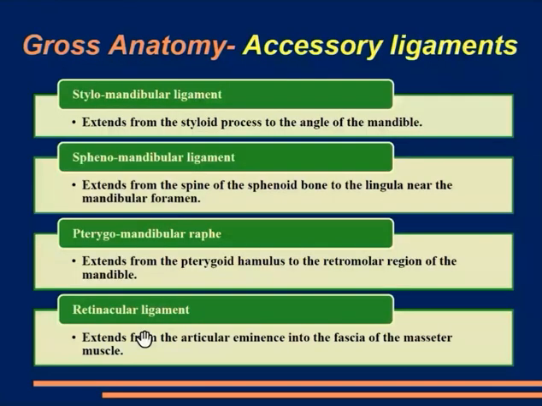All of these have extensions from one process to the mandible. All of them insert to the mandible or the masseter muscle that is anterior, and they help to support. They have secondary functions of supporting the temporomandibular joint.